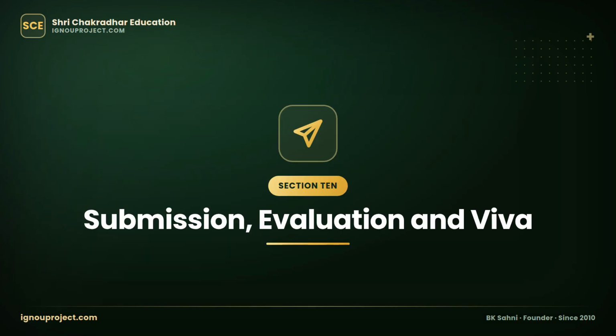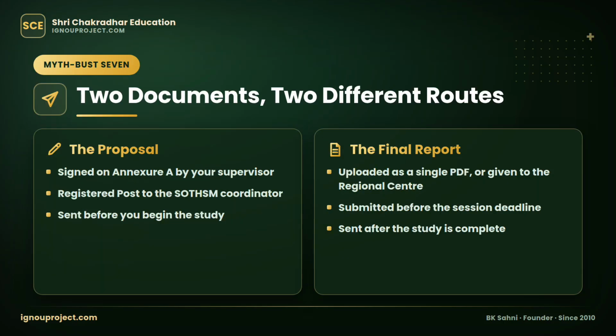Which brings us to submission, where two completely different routes get confused. This is the seventh myth bust and a genuinely common failure. The proposal and the final report do not travel the same road. The proposal goes by registered post to the SOTHSM coordinator, signed on Annexure A. The final report is uploaded through the project submission portal as a single file or handed to your regional center as instructed. Send the report to the coordinator's postal address, and it may simply sit there.